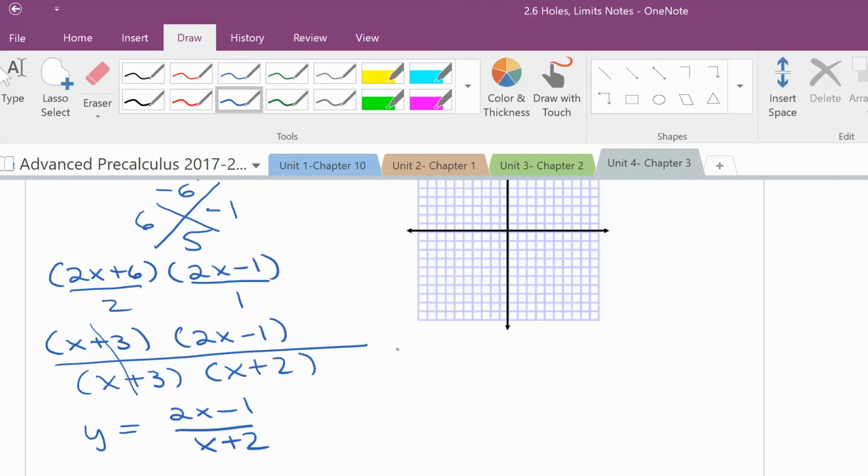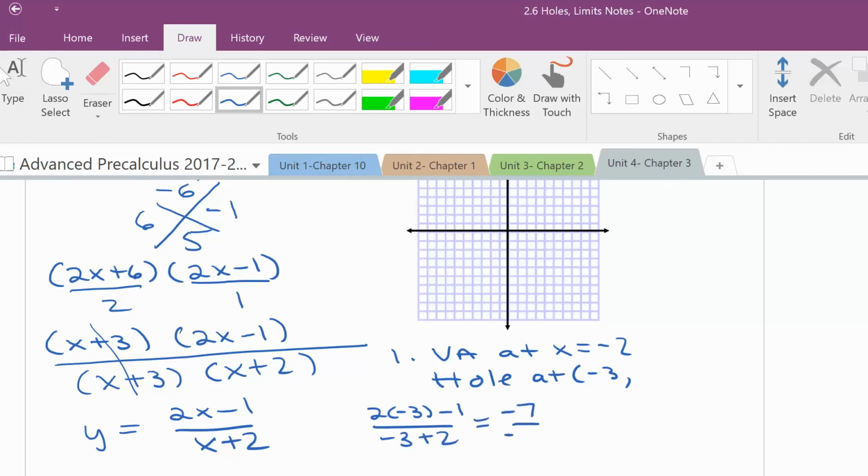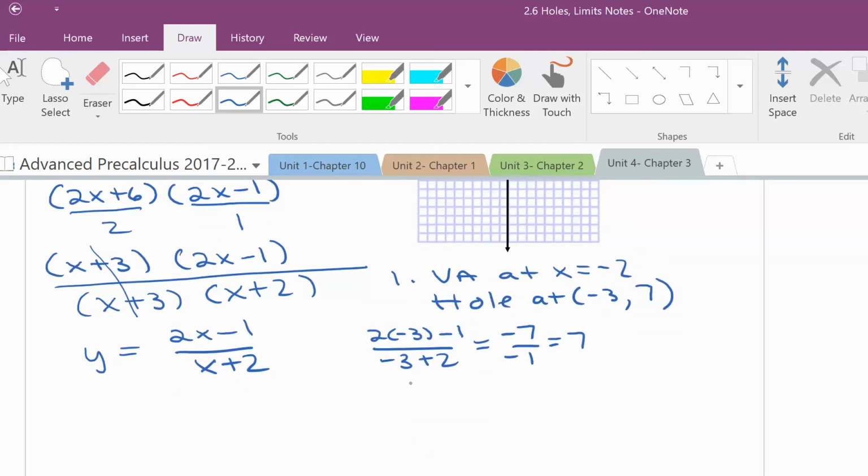That means that there's a vertical asymptote at x equals negative 2. There's a hole at x equals negative 3, and when you put negative 3 back in, it's going to be negative 7 over negative 1, or 7. Horizontal asymptote at y equals 2, which means there's no slant asymptote.